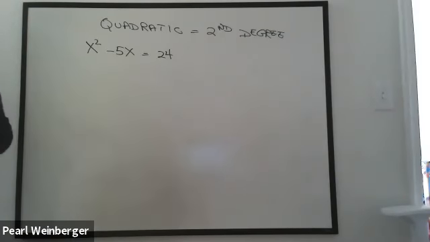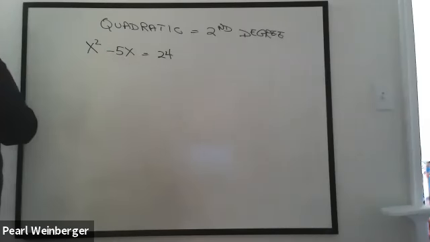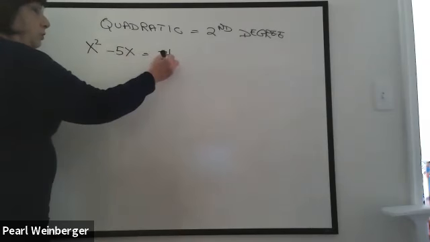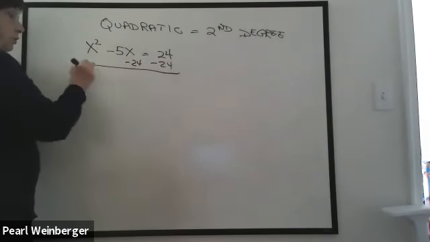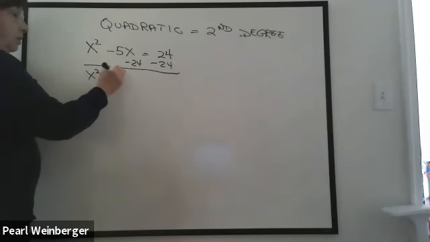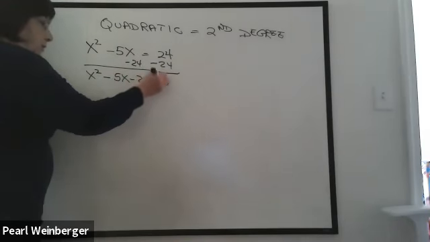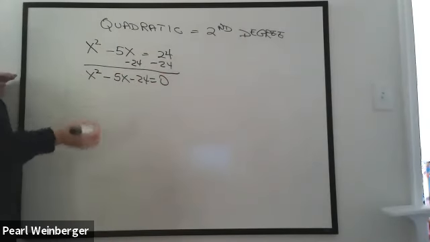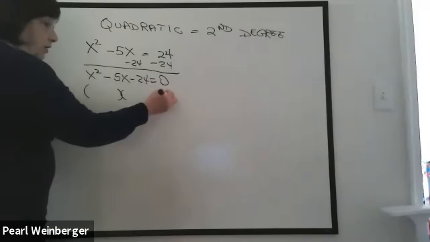And I'll remind you how we solved it. We solved it by bringing the number to the other side so that we had everything on one side and the 0 on the other side. So I will bring the 24 over to the other side of the equation. This will give me x squared minus 5x minus 24 equal to 0. And then I factored this. This is not anything new.